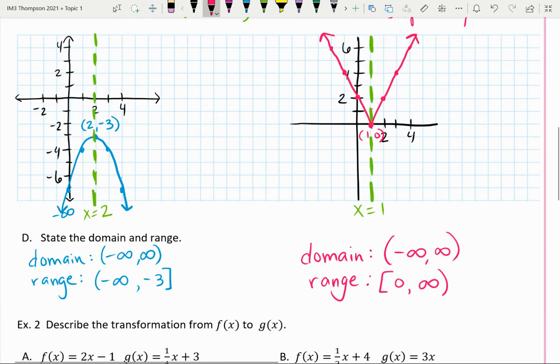Hopefully you got that. Hopefully you're improving, if domain and range has been tough. Questions on domain and range. Questions on the graph.